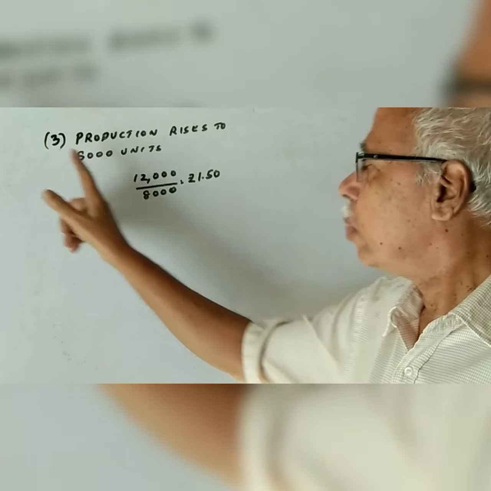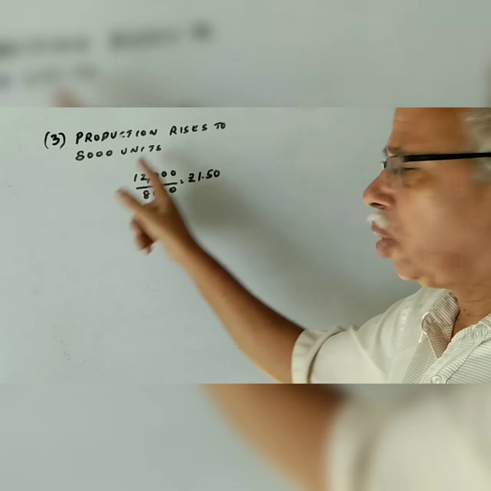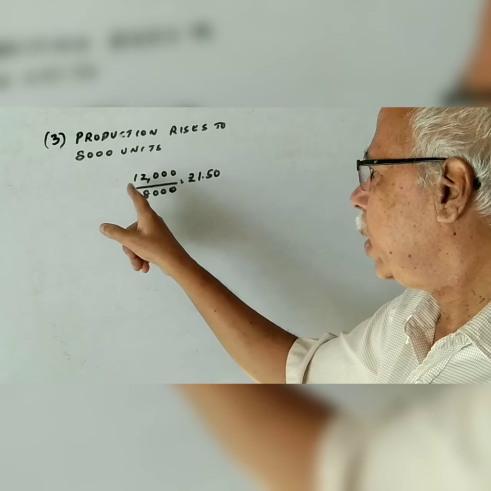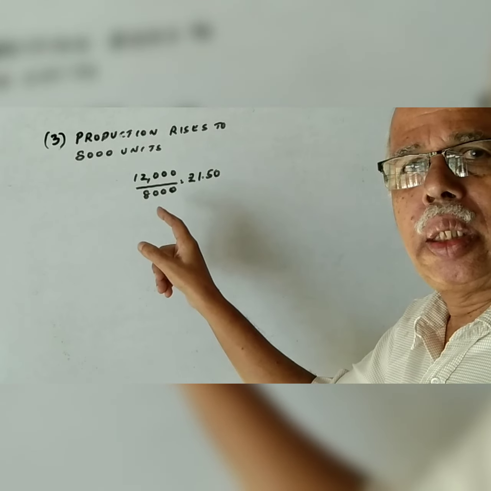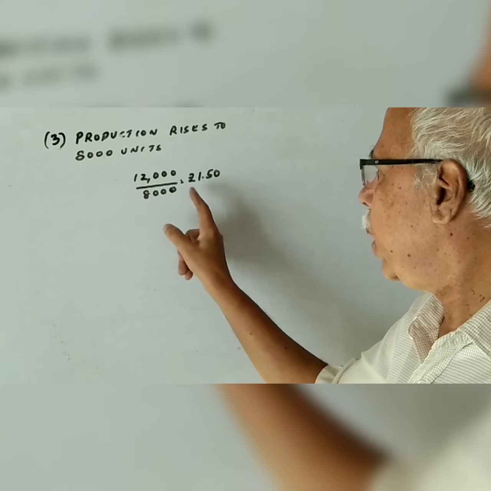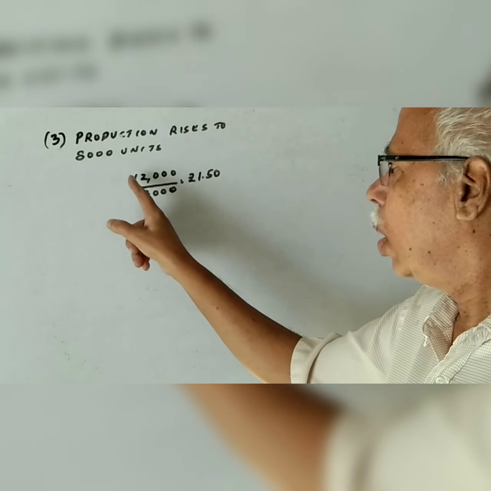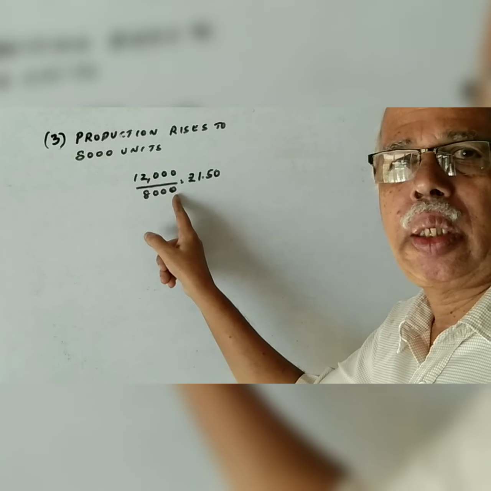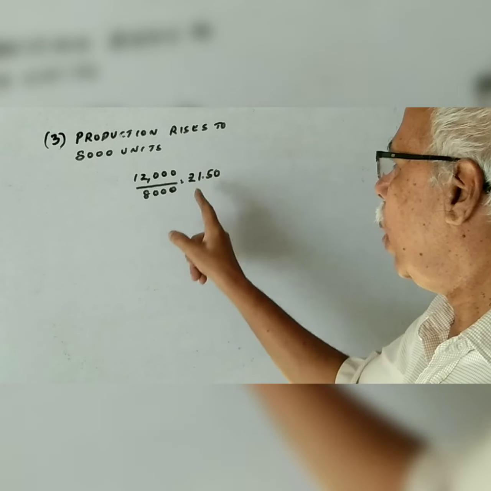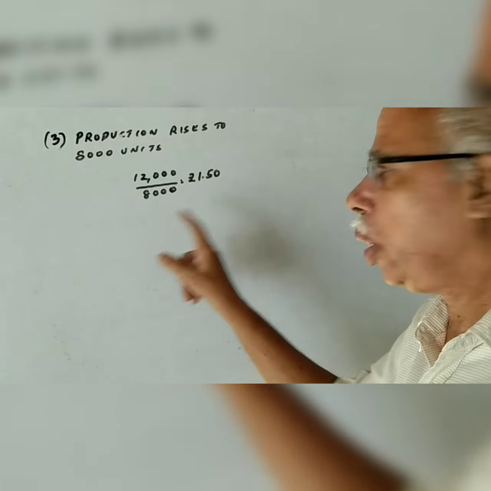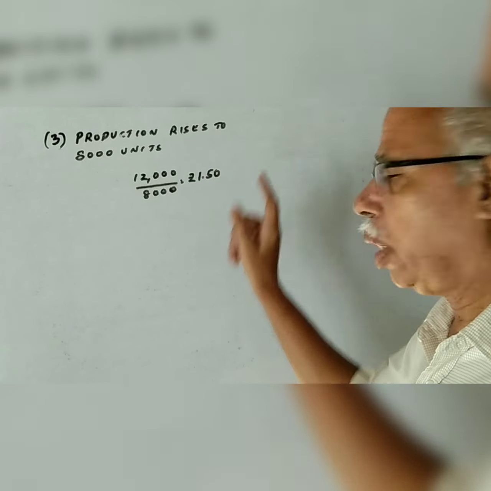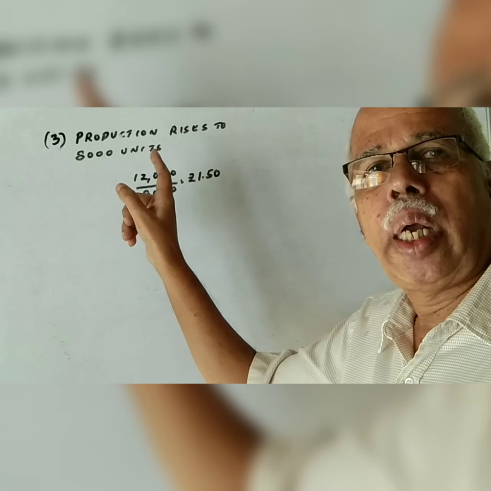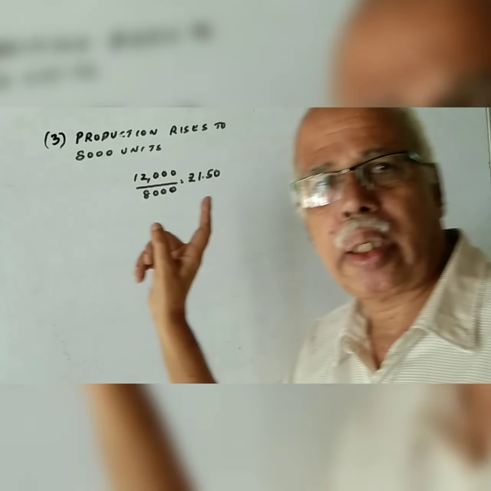Third scenario, production rises to 8,000 units. In this case, the overhead per unit will be 1.5, that is rupees 12,000 divided by 8,000. So the amount to be allocated to each unit will be rupees 1.50. We cannot make the allocation based on normal production.